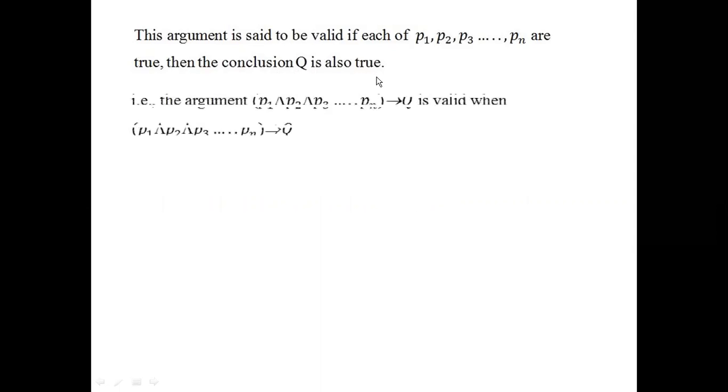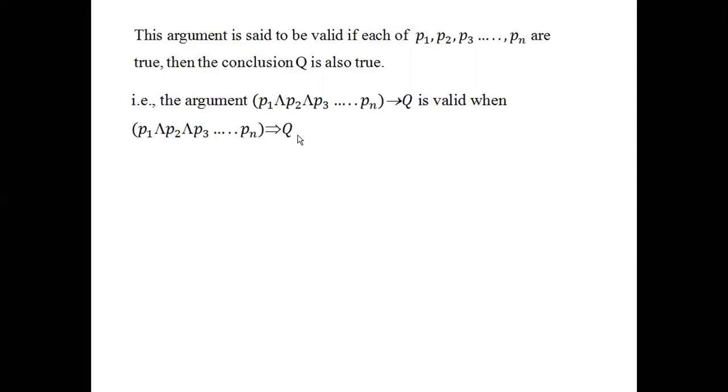This argument is said to be valid if each of P1, P2, P3 etc. up to Pn are true, then the conclusion Q is also true. That is, the argument P1 and P2 and P3 etc. up to Pn, conditional Q is valid only when P1 and P2 and P3 etc. up to Pn implies Q. Conclusion should give us an implication.